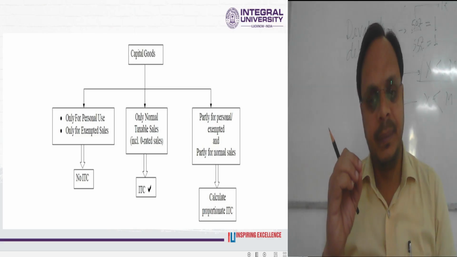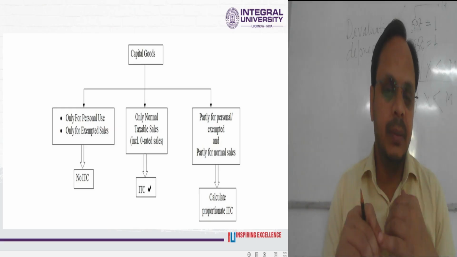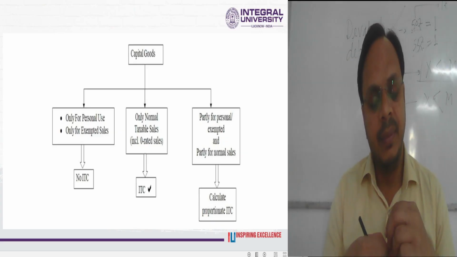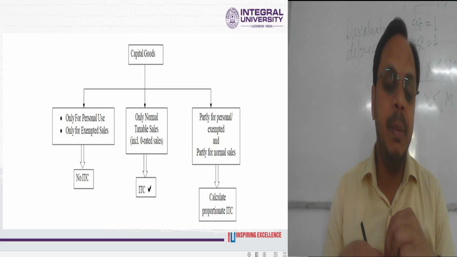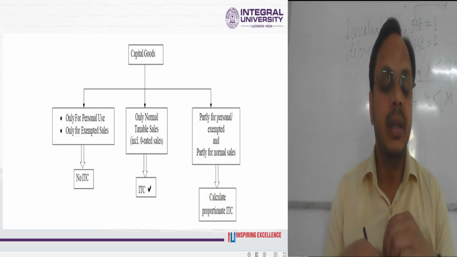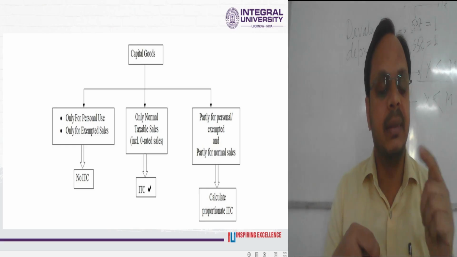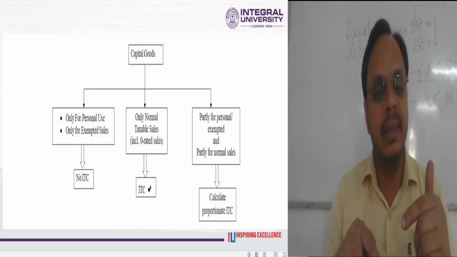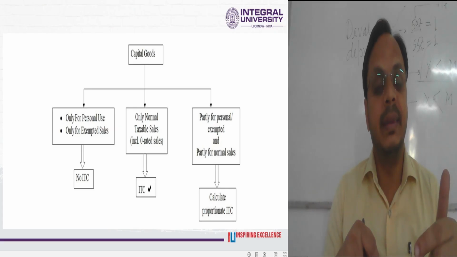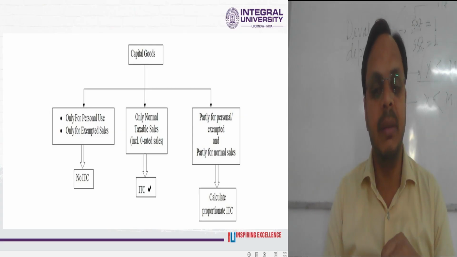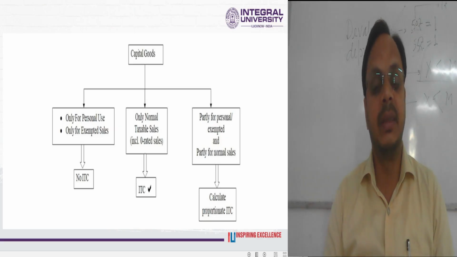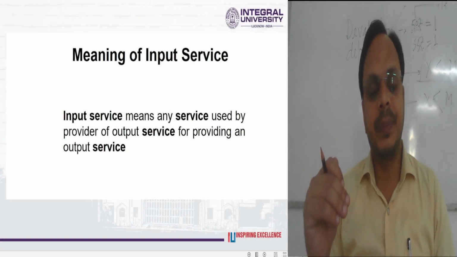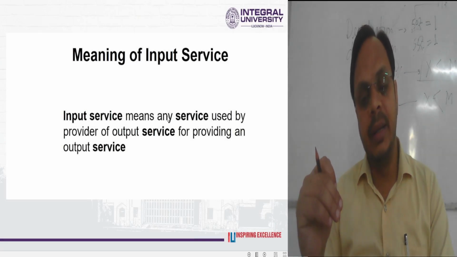For instance, a car is used for the purpose of supplying alcoholic beverages. If a business claims it just to get the benefit of ITC, in this case it is not allowed because it is exempted. So in case of only normal taxable sales, even zero rated sales included, the concept of ITC will be applicable. And in case of goods partially used for personal or exempted supply and partially for normal sales, the input tax credit will be calculated proportionately.